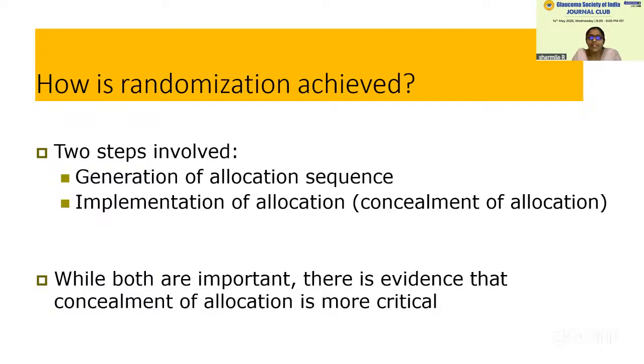There are 2 steps involved in randomization. One is generation of an allocation sequence. The second step is implementation of allocation. If you ask me which of the two is more important, the second step is very, very important. The concealment of allocation is very critical and it should be blinded. The investigators or the participants should not be able to know which arm they're going to be allocated to, because this may produce a lot of bias.